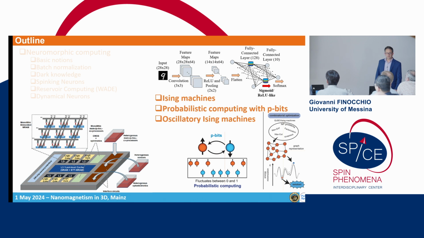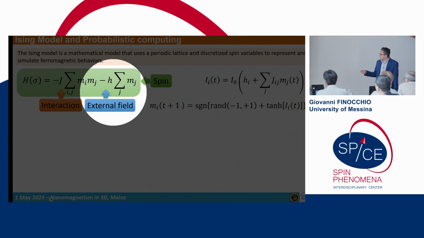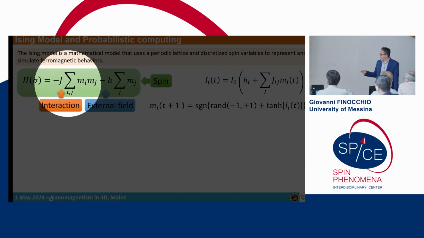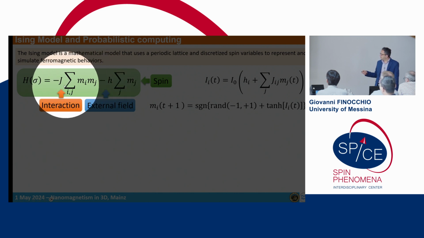All right. So let me move now to the last part of the talk, which is more on Ising machines. Let me start from the beginning. So actually, the Ising model. Here you have a Hamiltonian, which is defined by two parameters, J and H. So basically, this is an energy.